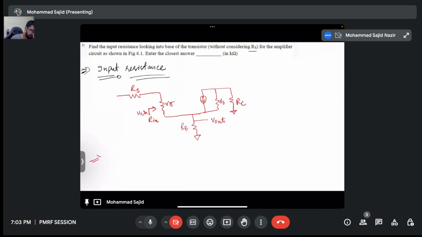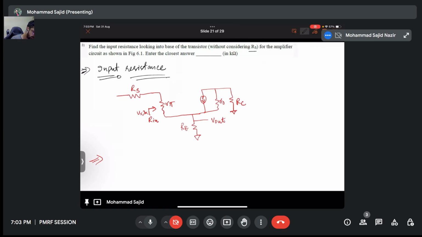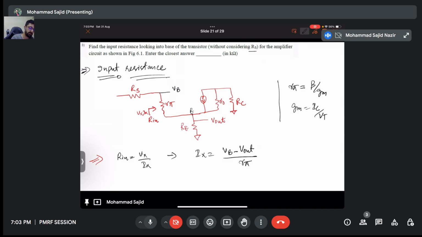So we'll have our input resistance as Vx by Ix, right? Where Ix will be, this is VB, this is E, which is equivalent to V out. So I can write VB minus V out by R pi. And we know R pi is beta by Gm, and Gm is IC by Vt. Just remember these formulas.